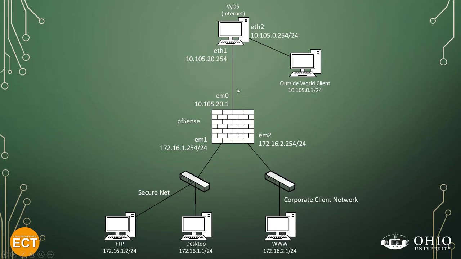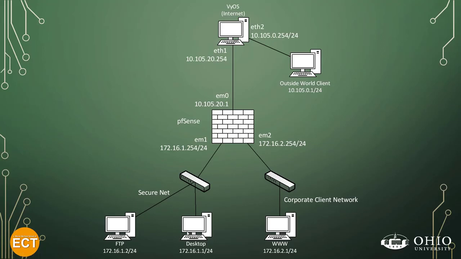But that's going to be our outbound WAN side, and of course our outside world client will have to come in through that, and we will be firewalling there. We also have EM1, which we will set aside as SecureNet. So you can see I've got desktop down here, which is going to act like our corporate machine, right?